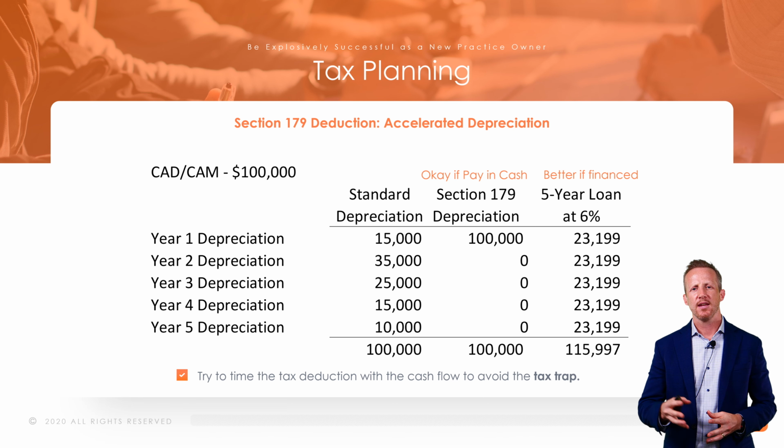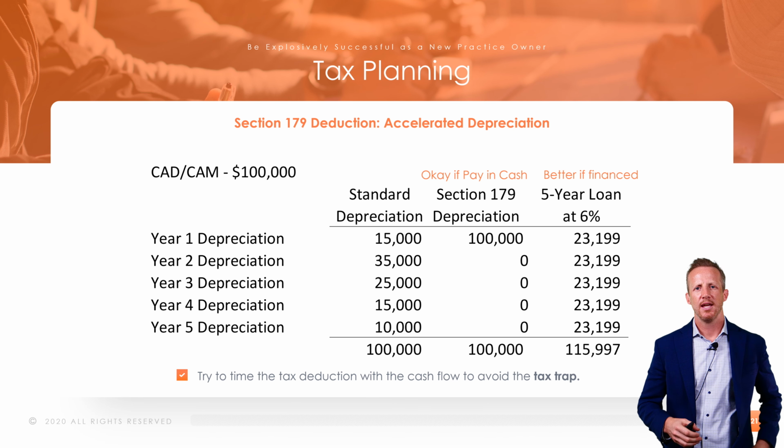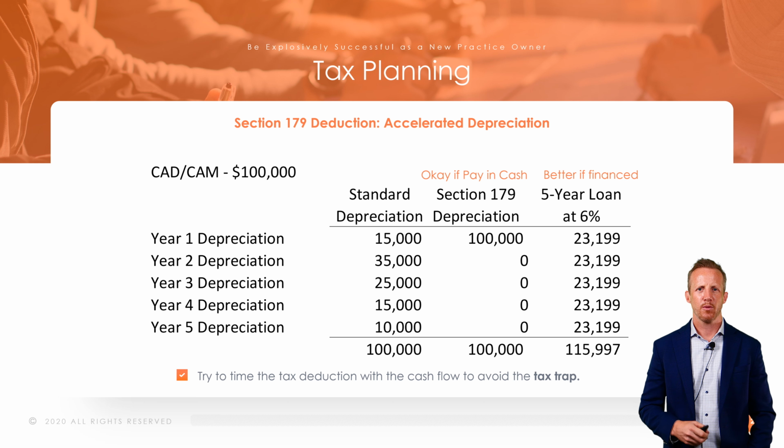And if that's through a loan, well then we should be taking that depreciation over the life of that loan. Here's a 5-year loan, $100,000 at 6%. You're paying every year $23,199. If you finance that, as most of you are going to be financing your equipment at 100%, typically we're going to say, let's not take the accelerated depreciation.